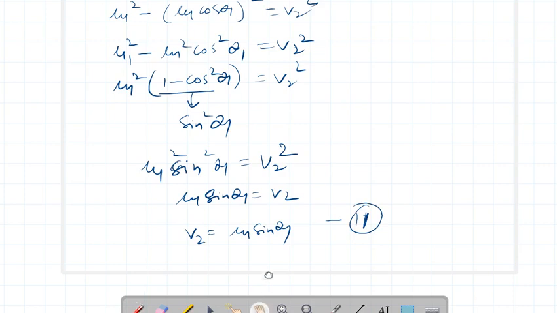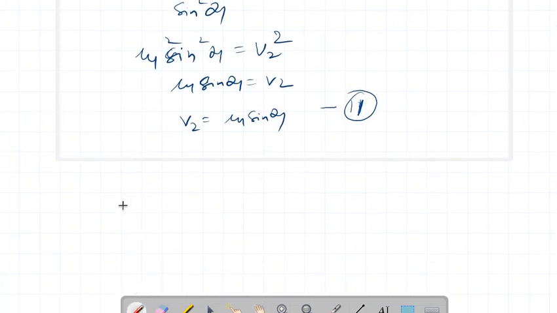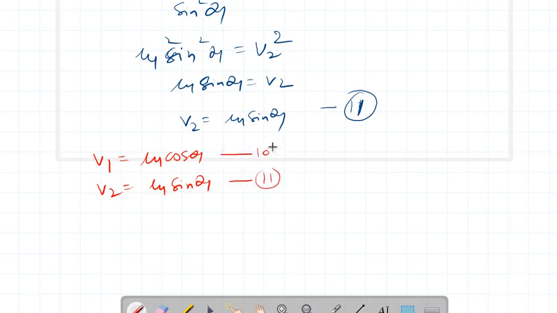Let us sum up these two results now. In the equation 10 which I got, V1 is equal to U1 cos of theta 1 and V2 is equal to U1 sin of theta 1. That's what I got, right? This is equation number 10 and this is equation number 11. Now our purpose is to calculate theta 2.